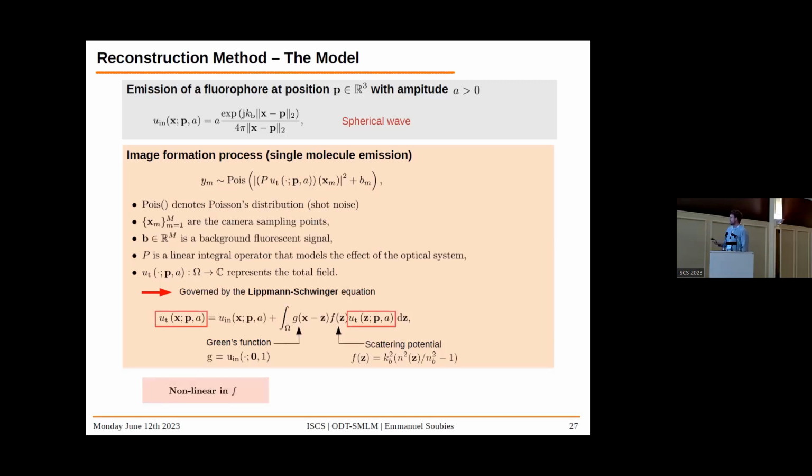One difficulty of this model is that it is nonlinear in F. The quantity we want to estimate here is F. The data is U_T. And so we see that the relationship between the two is nonlinear. It is more complex to handle, but it handles multiple scattering, and this will allow us to have a more accurate reconstruction.